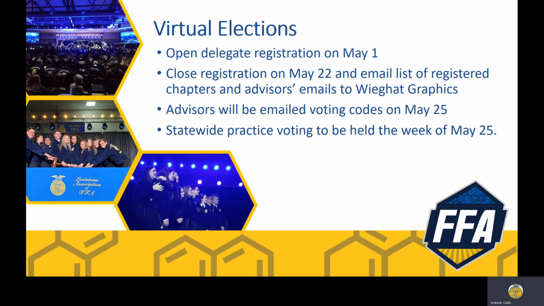As the advisor, it will be up to you to get those 6-digit voting codes to your 2 delegates for the election process. So again, you'll register by May 22nd. You'll get an email from WeCat Graphics with your 6-digit voting codes, and each advisor will then share those voting codes with their voting delegates.